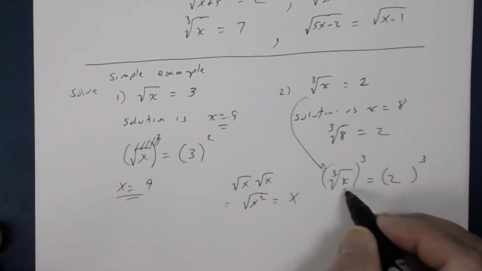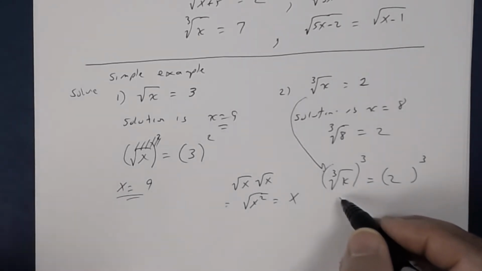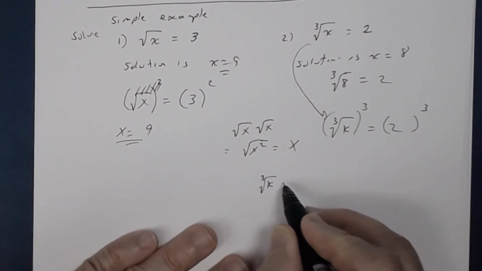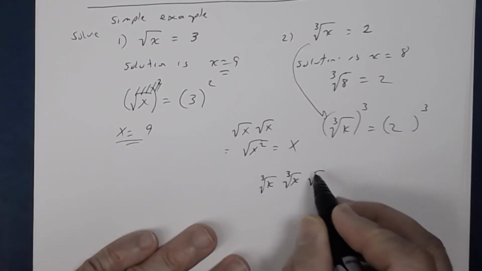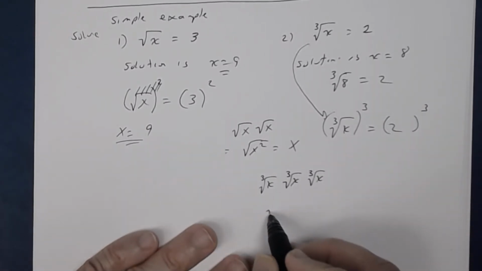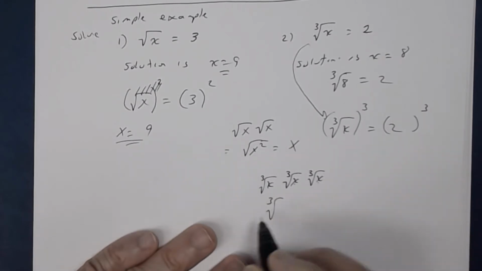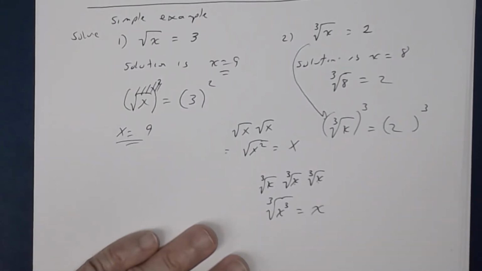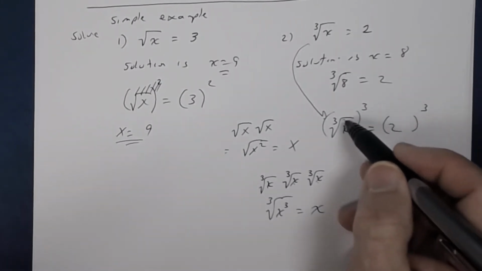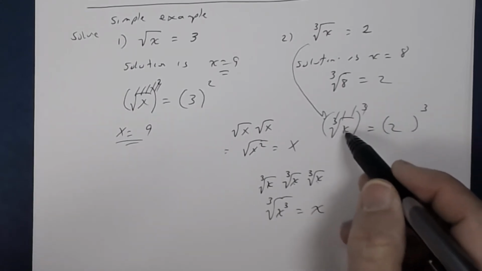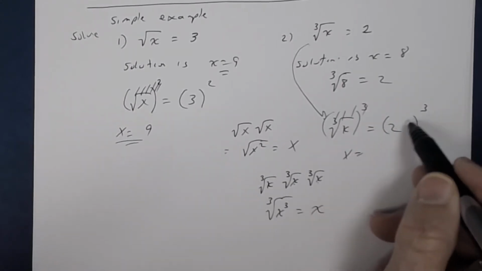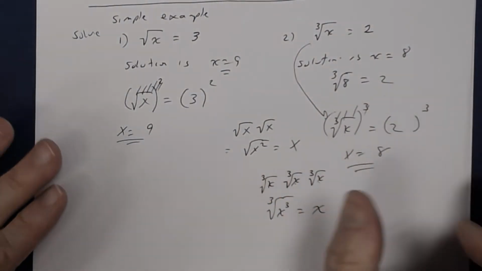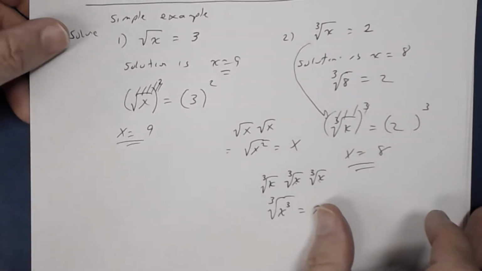So what's the cube root of x cubed? What's the cube root of x times the cube root of x times the cube root of x? Isn't that the cube root of x times x times x? And what's x times x times x? x cubed, right? And so 3 divided by 3 is 1, so you just get x. So the cube and the cube root undo each other, so you're left with the radicand, so x equals, and what's 2 times 2 times 2? 8.